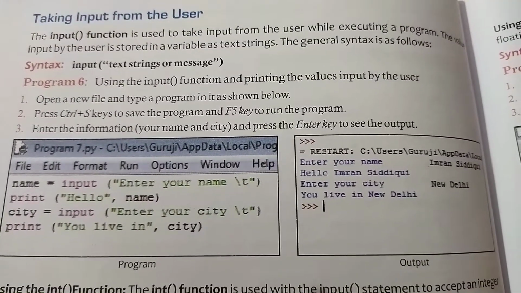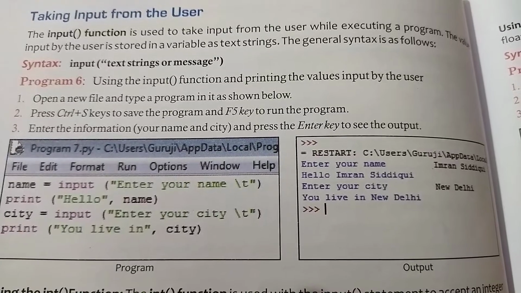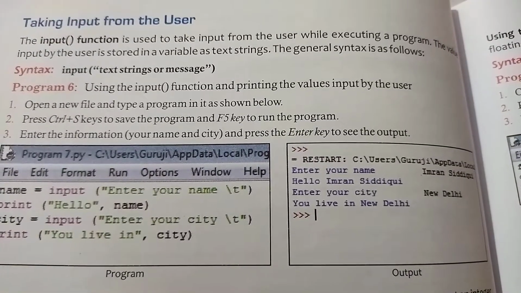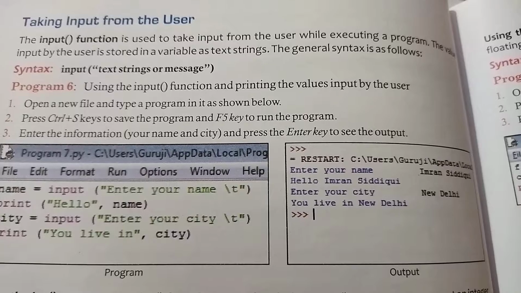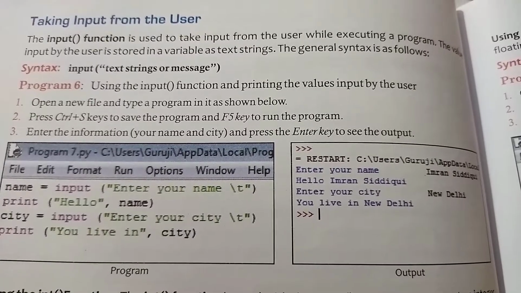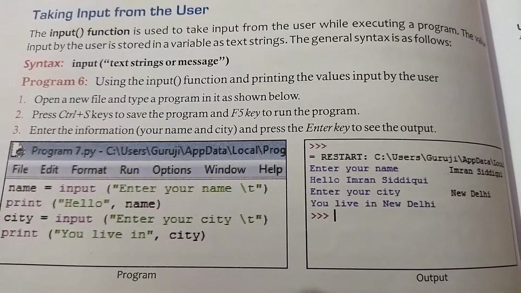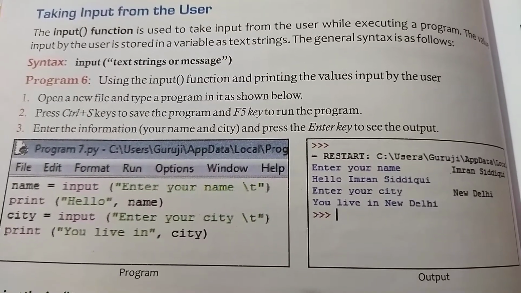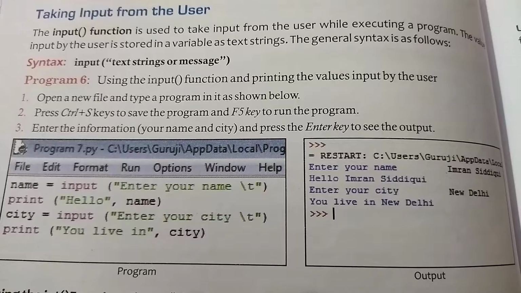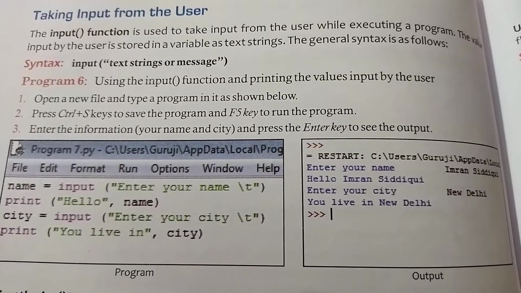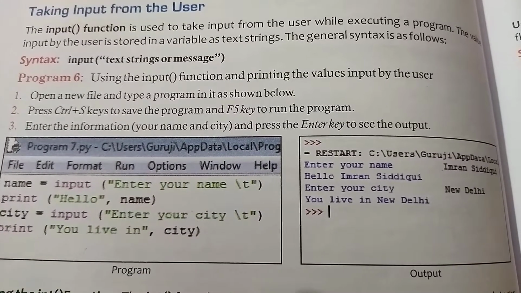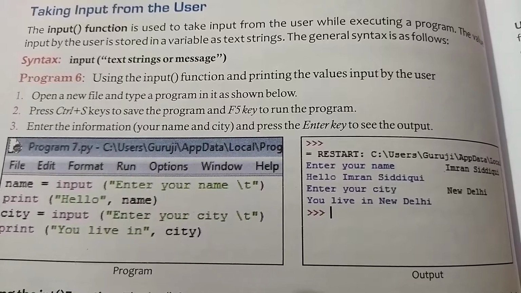Press the F5 key. Now check the output: enter your name. You will put in your name, any type of name. Okay, in your book the given name is Imran Siddiqui. Then the next statement comes: hello Imran Siddiqui, then enter your city, New Delhi. Next it shows you live in New Delhi. Okay, so this is a simple program for program number 6, using the input function.